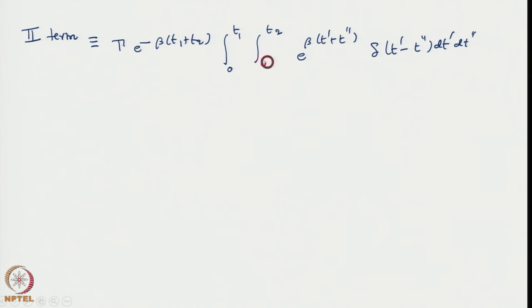Now, since we have not so far ordered t1 and t2, we can't say. So for the next step, we make an assumption that let t2 be greater than t1. This is just an assumption, because t1 and t2 are arbitrary. Let us say we have selected t2 greater than t1.